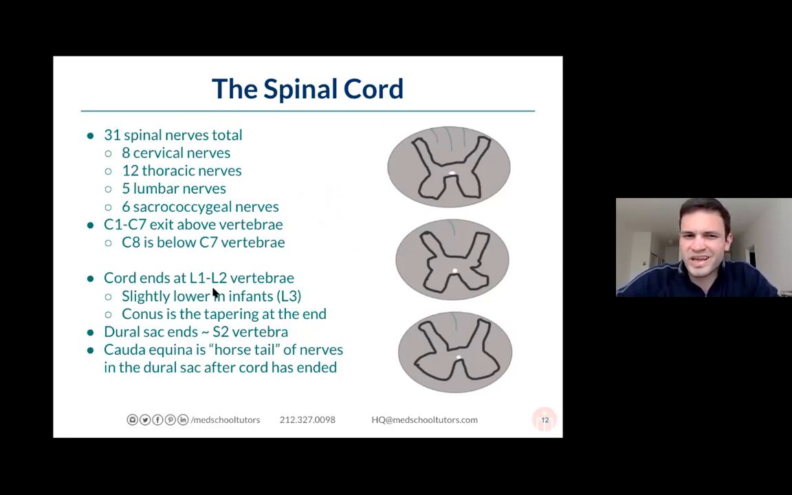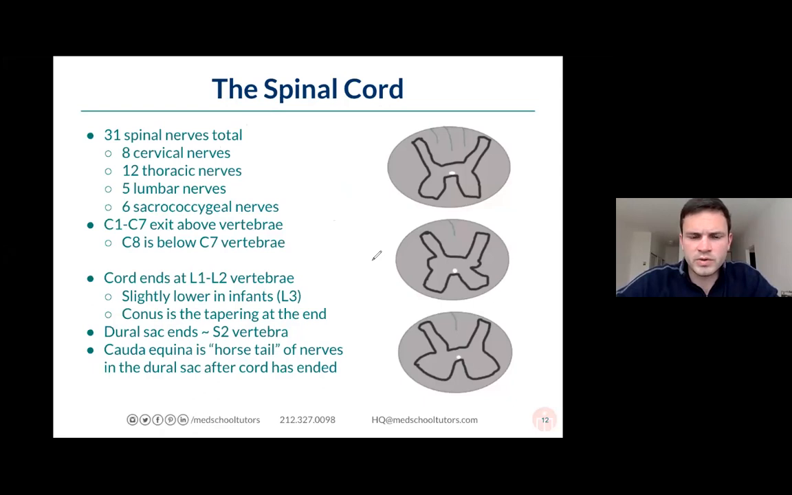You need to know where the cord ends. It ends down at L1 or L2. So when we do lumbar punctures, we're going to do them at L3-L4 or L4-L5, so that we don't risk hitting the cord. The end of the cord is called the conus medullaris. And for people who are taking Step 2 or CHELP exams, remember that the cord is slightly lower in infants. So you tend to have to do lower vertebral levels in newborn spinal taps.